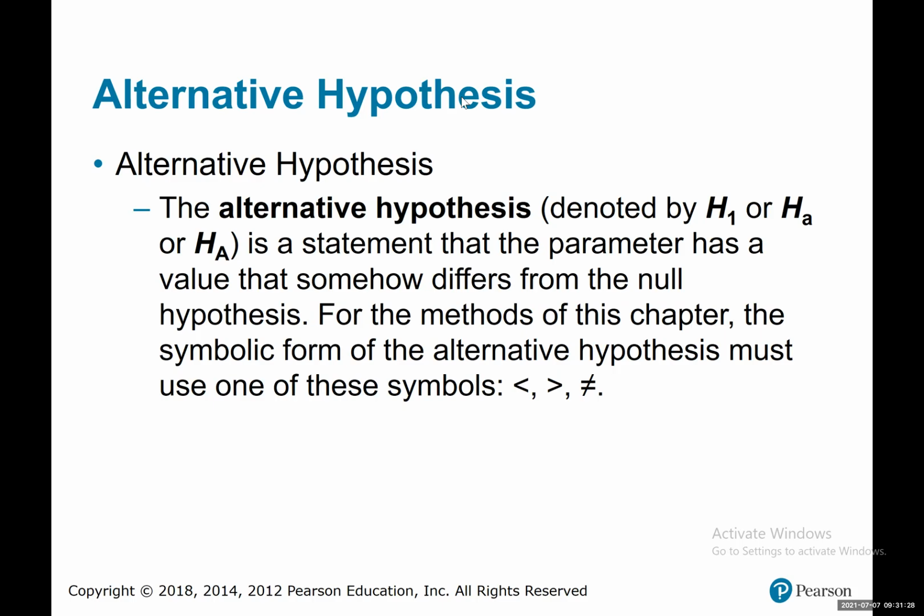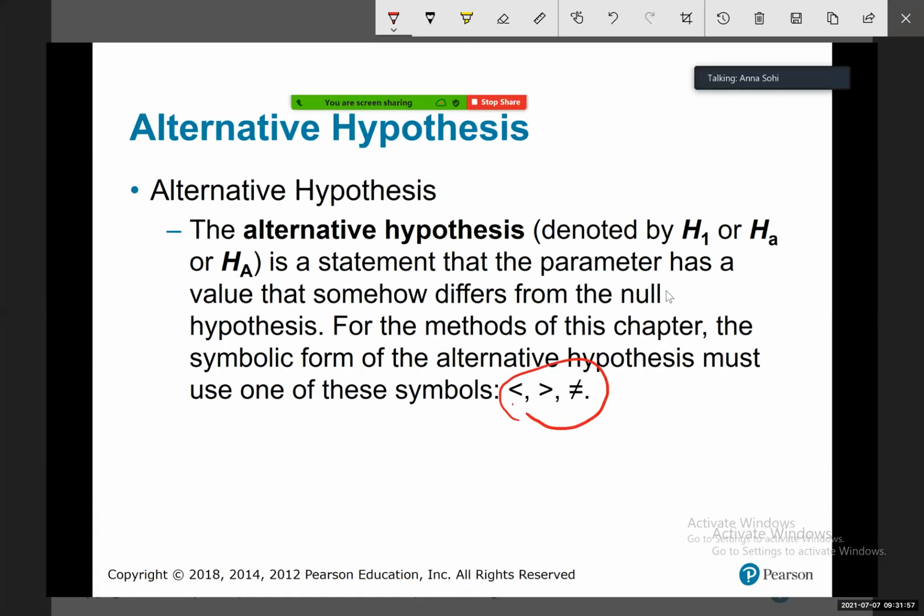Okay, alternative hypothesis, we denote it by H1 or HA, is a statement that is talking about the parameter, but then differs from the null hypothesis. Means alternative is never equality. It is either less, greater, or not equal to. So one of these symbols. Less, greater, or not equal to.